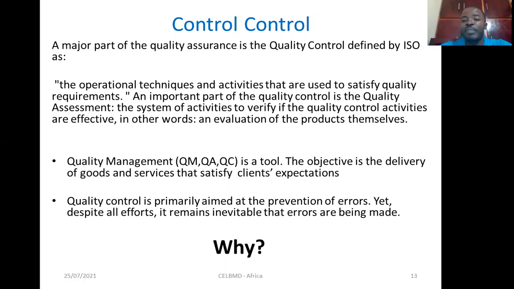Basically, it is used to eliminate errors from products and services so that by the time they end in the hands of the clients, they are free of errors, they have high level confidence in the products or services, and they are guaranteed that this product meets the intended use that they have for it.